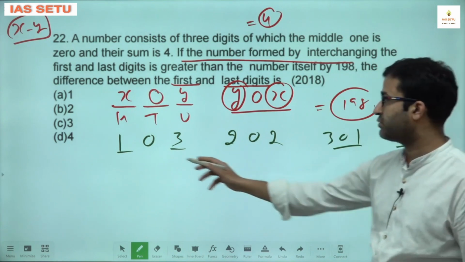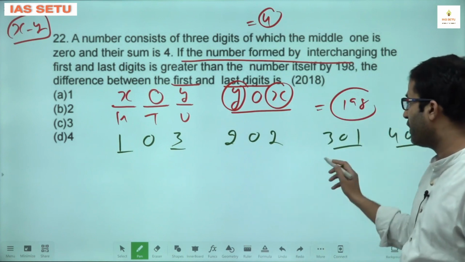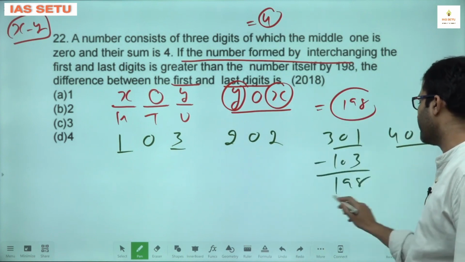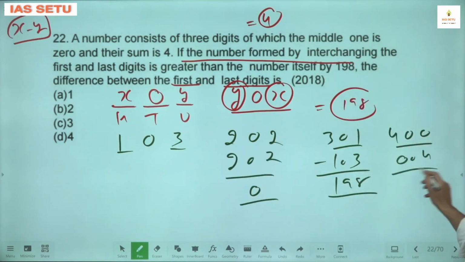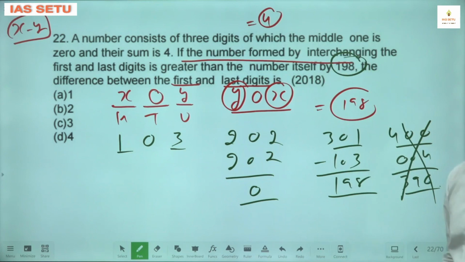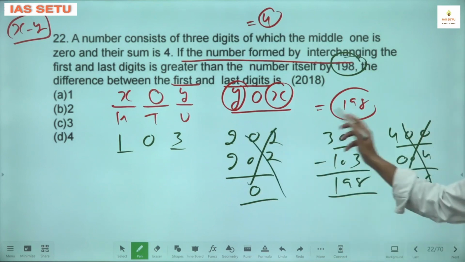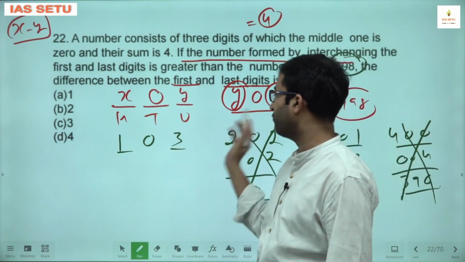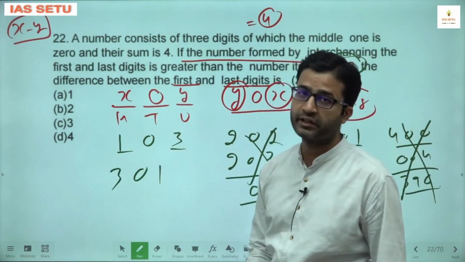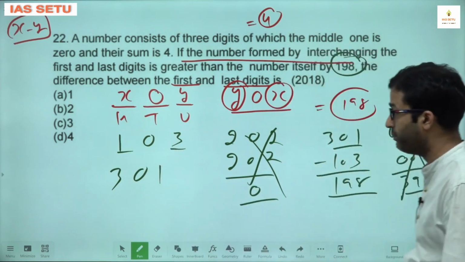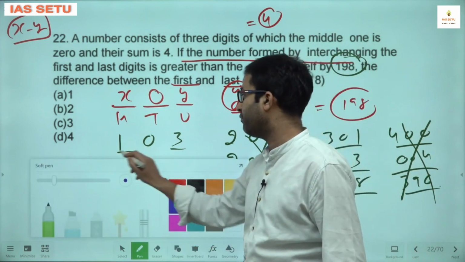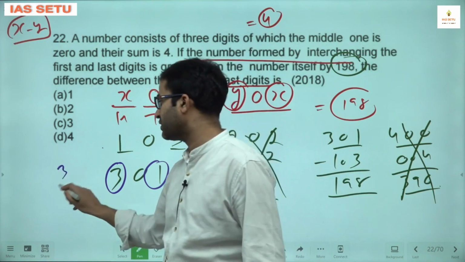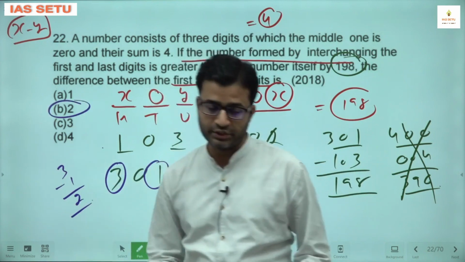So here, from 103 or 301, when we take the difference, it is coming 198. If we reverse 202, we get 202, the difference is 0. When we reverse 400, the difference is coming 396. So here it is not matching with the question because the difference has to be 198. So actually this is 103. When we reverse it, we get 301, and we take the difference, from the greater number we subtract the smaller number. The difference is coming 198. Now the question is, what is the difference of 3 and 1? 3 minus 1, we get 2. So the answer is 2.